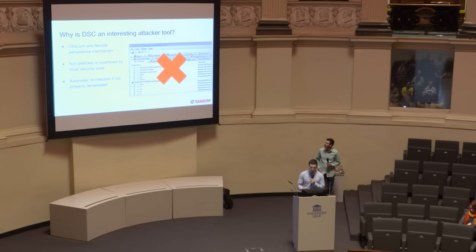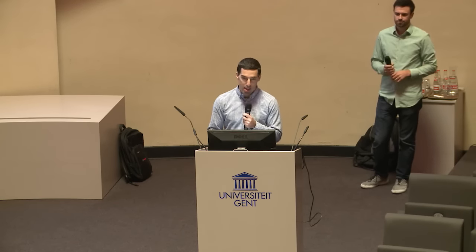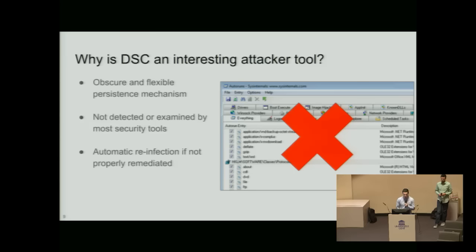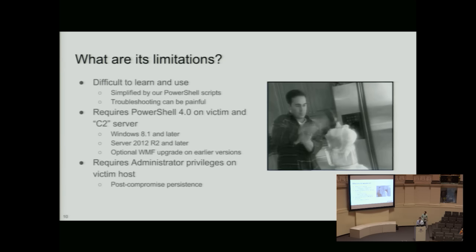I think we both agreed when we were deciding to pursue this that DSC is a really interesting persistence mechanism. If nothing else, what makes it distinctive is it's really obscure, it's very flexible in the ways you can interact with the host. None of the existing security tools like the Autoruns utility, for example, enumerate DSC config. And finally, the automatic reinfection capability is kind of unique, right? The fact that you can actually have this set up to reinfect a host if someone tries to clean it up and misses some very easily missed ways that this mechanism works. So this is the basis of why we went down this road for our research.